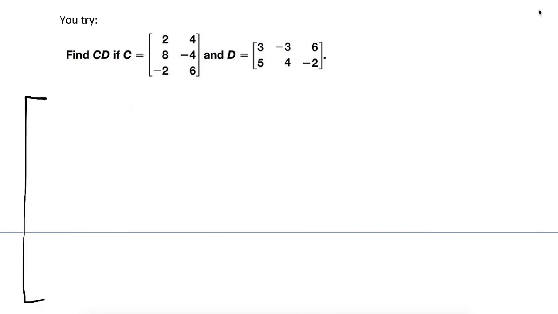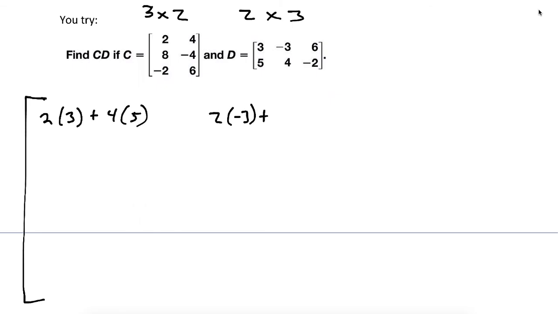Okay, now you hopefully are back. So if we're going to do this one, first of all, we know we can do this because this is a 3 by 2 and this is a 2 by 3. So we should end up with a 3 by 3 at the end. So we're going to do 2 times 3 plus 4 times 5. We're going to do 2 times negative 3 plus 4 times 4. And then we're going to do 2 times 6 plus 4 times negative 2.